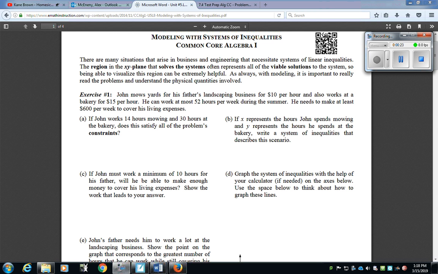He gets $10 for mowing yards, and on top of that he gets $15 for working at a bakery. And now there's specific stipulations. It says he can work at most 52 hours during the summer, but he wants to make at least $600.